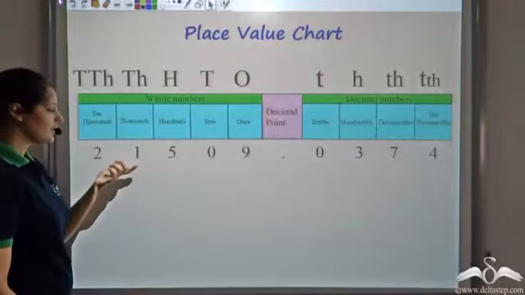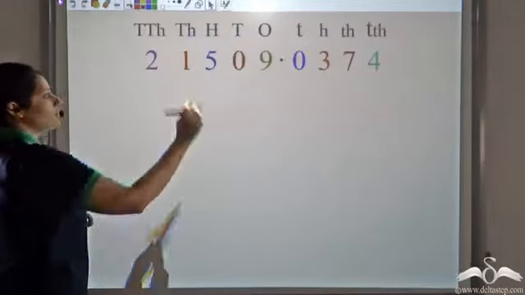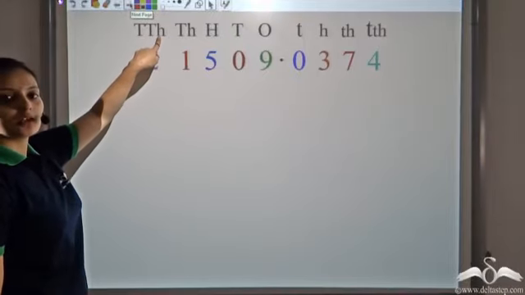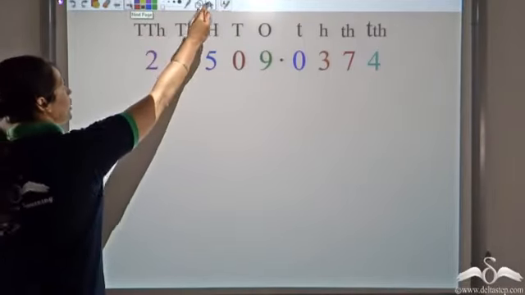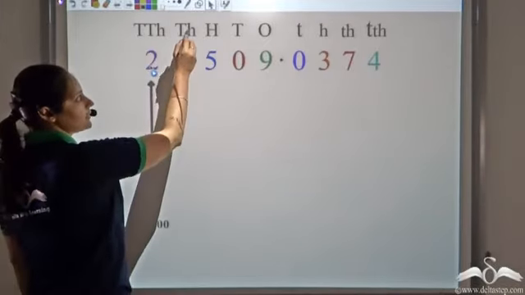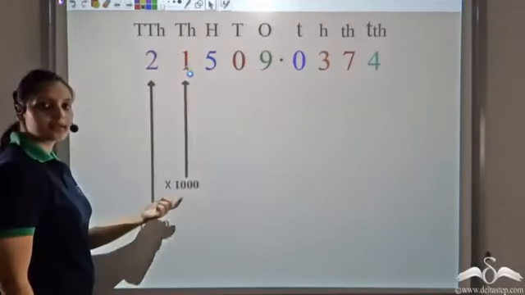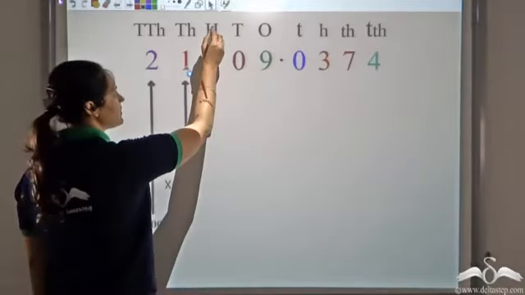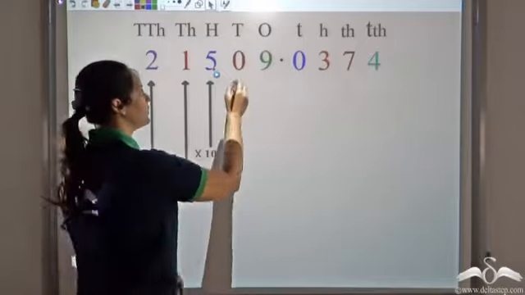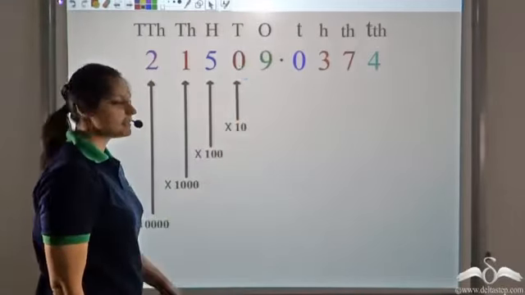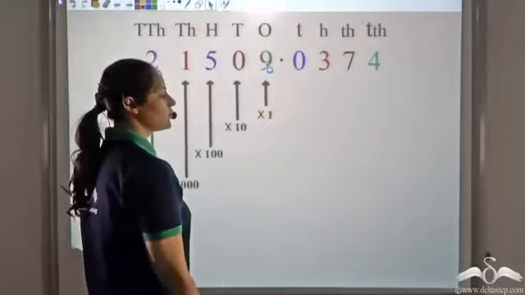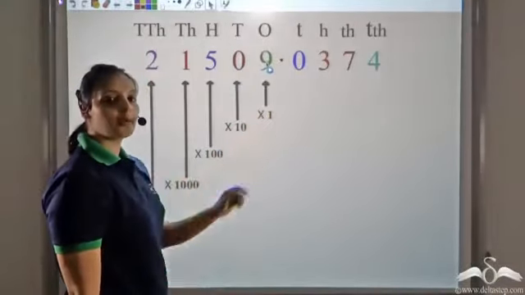Now, let's look at this same number with its column multipliers. So 2 is in the column of 10,000s. So the column multiplier for 2 is 10,000. 1 is in thousands, so the column multiplier for 1 is 1,000. 5 is in the hundreds column, so 5 would be multiplied by 100. 0 is in the tens, so multiplied by 10. 9 is in the ones column, so it has to be multiplied by 1.